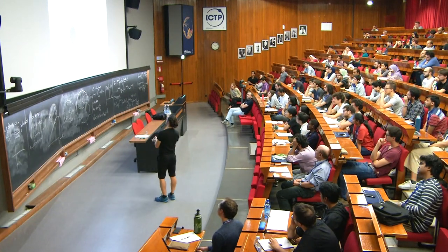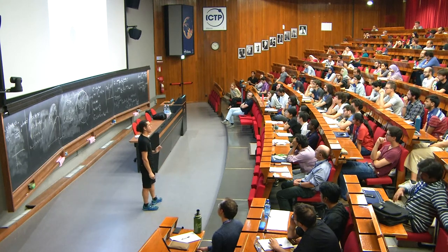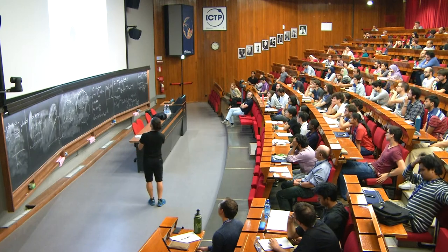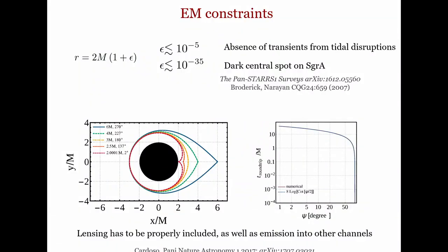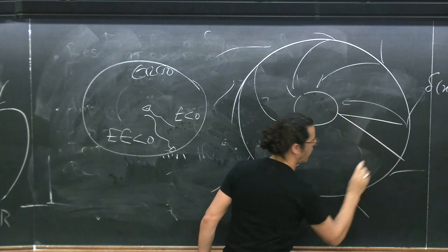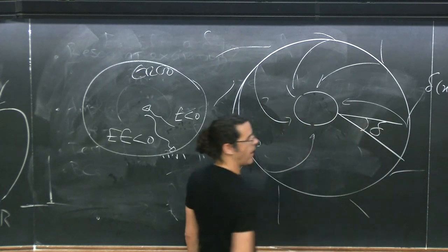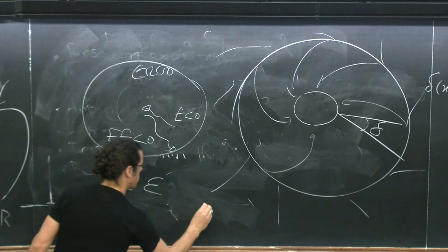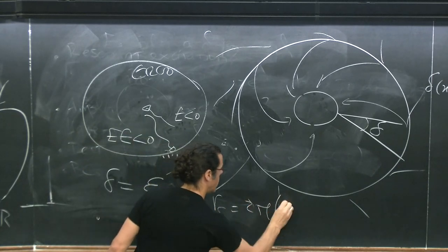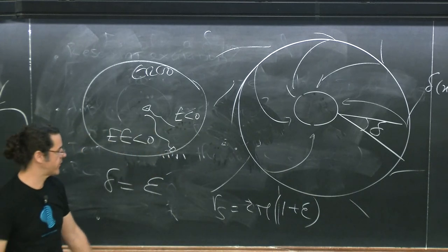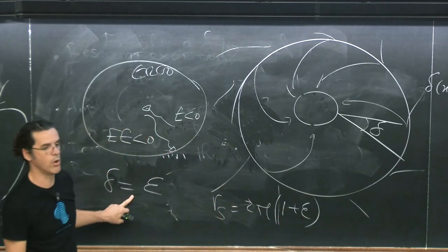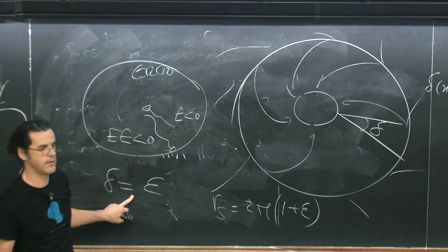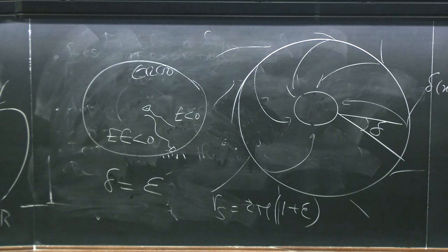So if I'm close to the surface, then basically all of the photons sent within this direction are going to fall back. In fact, if I'm sitting here, only photons shot within this cone of aperture delta will escape, and delta is basically equal to epsilon, where my surface is at 2M(1 plus epsilon), okay? So very compact objects, very small epsilon, very small opening angle. Almost all of the light that the object tries to emit gets back into the object. There's no way it can reach thermodynamic equilibrium.